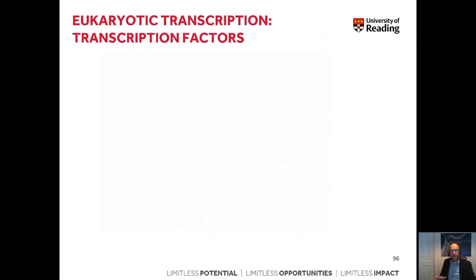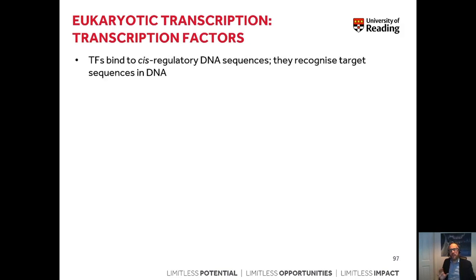So obviously, differentiation is quite a complicated process. And similar to cell proliferation, it is tightly controlled by different signal transduction pathways that are usually activated by ligands that lead to expression, activation of promoter-specific transcription factors. As we have learned before, transcription factors bind to regulatory sequences on the DNA. They recognize target sequences in the DNA.